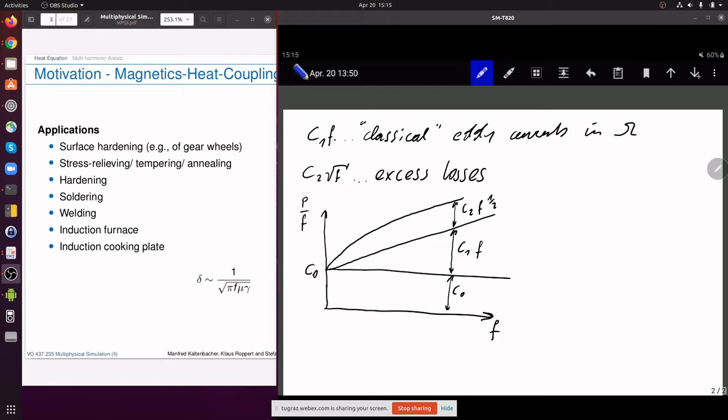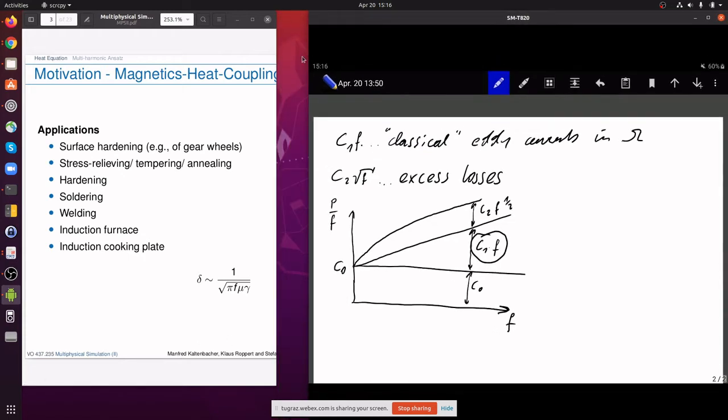Okay, so these are the three components, and in typical frequency regions where we use induction heating, so maybe in the 10 to 100, 200 kilohertz range, the dominant part of the dissipative power loss is this classical loss, so the classical eddy currents in the whole domain scaling with frequency. Okay, so let's go back to the slides.